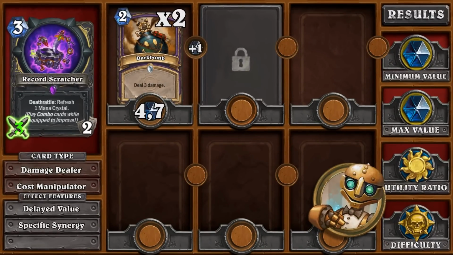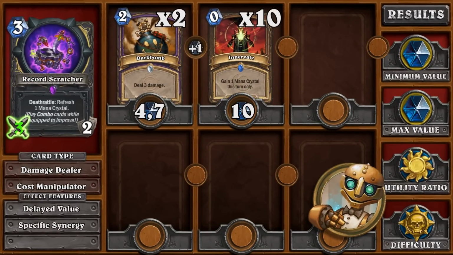Record Scratcher and Jazz Bass are twins. Both can give you up to 10 extra mana crystals in the very long run, but Record Scratcher is more flexible. This fact makes it a little easier to implement maximum value. The buff made them stronger by 13%.